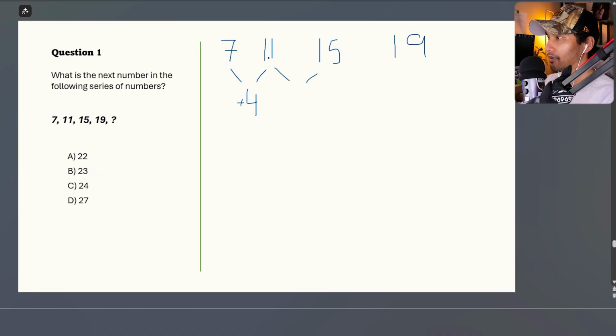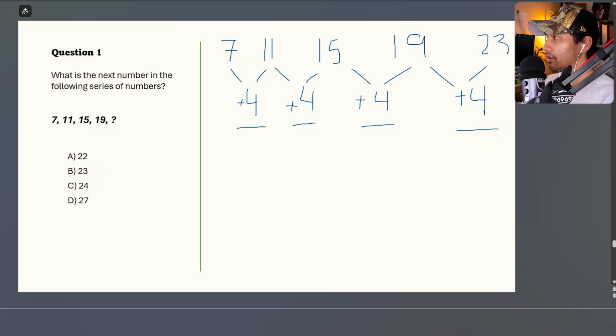11 and 15, that's plus 4 again. And then 15 to 19, that's plus 4. In our next term, plus 4, because we see here that there's a pattern. It's plus 4, plus 4, plus 4, plus 4. Now our next number is 19 plus 4 equaling 23. There you go. The answer is B.